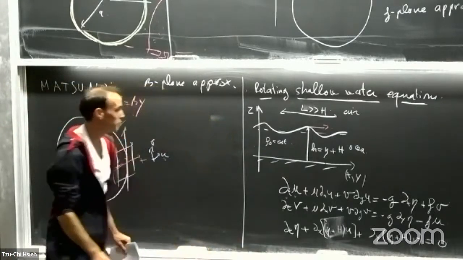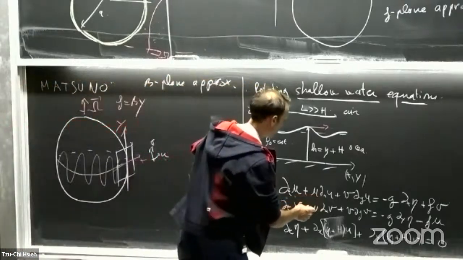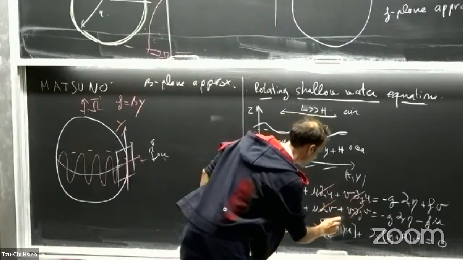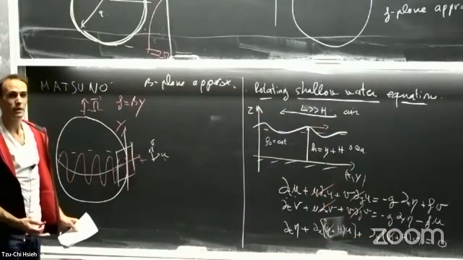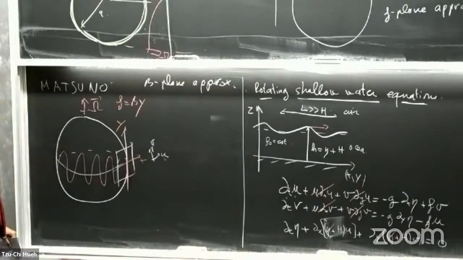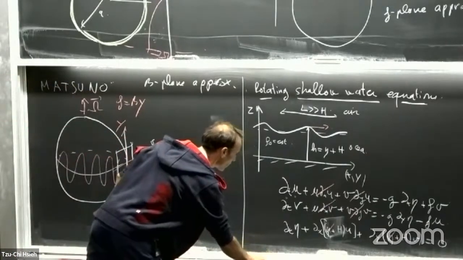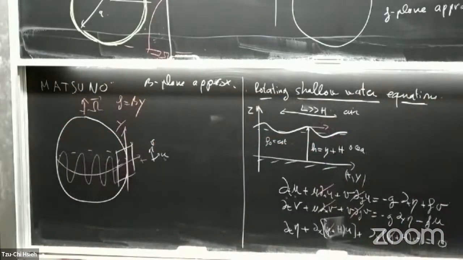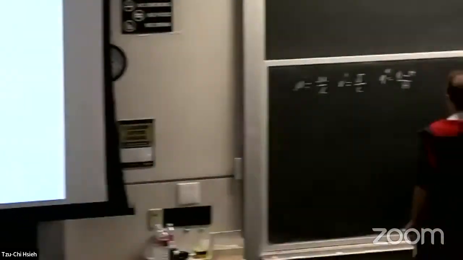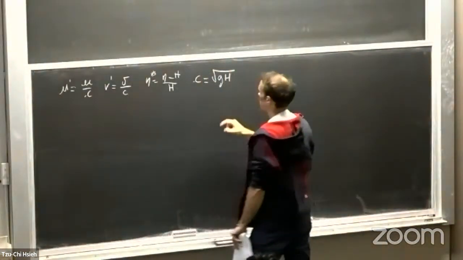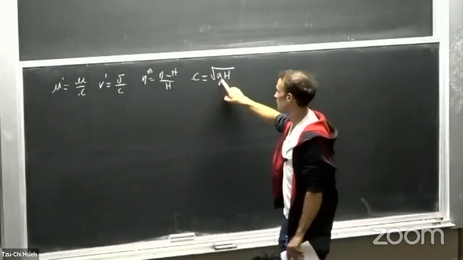And I wrote the nonlinear terms, but from now on to the end of the three lectures, I will kill them. Everything will be linear. So this will be really linear physics, those lectures. And now we will use some rescaling. So writing u prime equals u over c, v prime equals v over c, eta prime equals eta minus h over h, and introduce the shallow water sound speed, c equals square root of g h, g being the gravity constant.